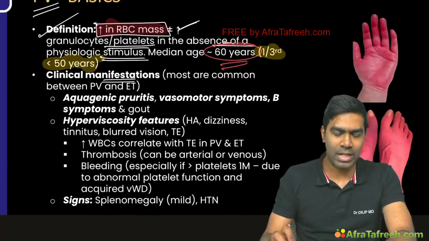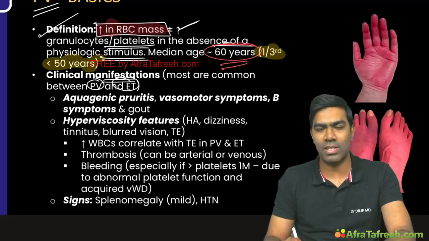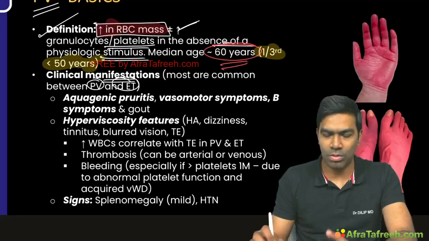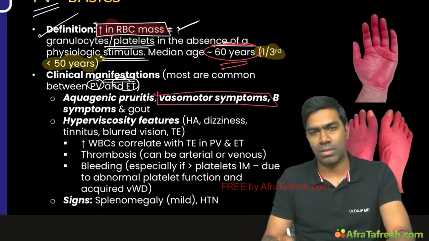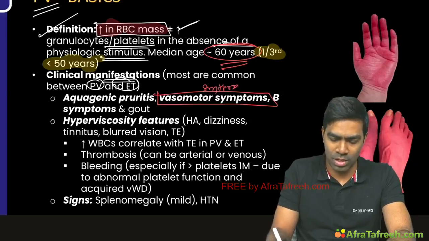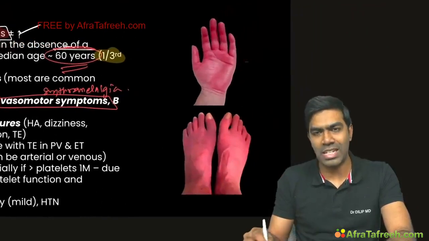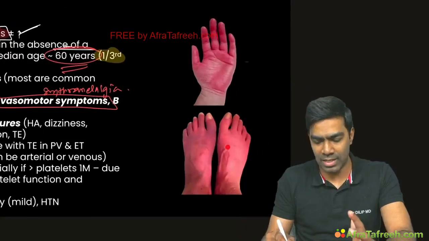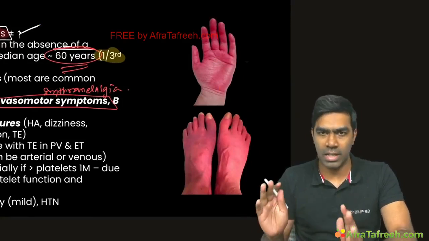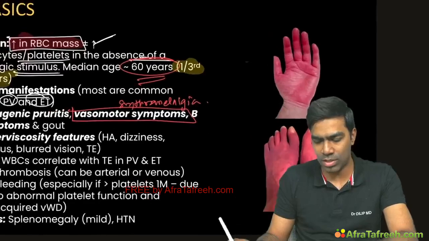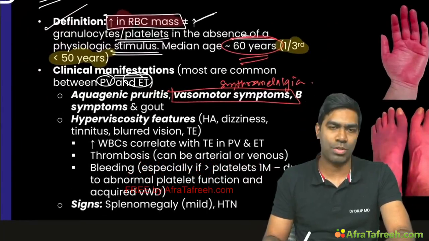And what are the most important clinical manifestations? Remember, most of the clinical manifestations are common between both polycythemia vera as well as essential thrombocytosis. In that, one of the most important and characteristic clinical manifestations is going to be the vasomotor symptoms. When it comes to vasomotor symptoms, the most important is erythromelalgia. So what is erythromelalgia? Patients are going to have intense burning sensation in the hands and feet that is associated with redness also. Erythema, redness, and intense burning sensation in the hands and feet. That is erythromelalgia, often one of the most prominent vasomotor symptoms in the setting of polycythemia vera and essential thrombocytosis.